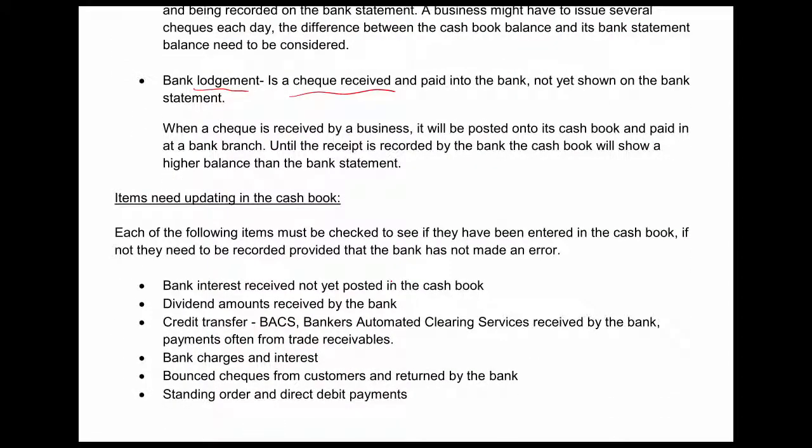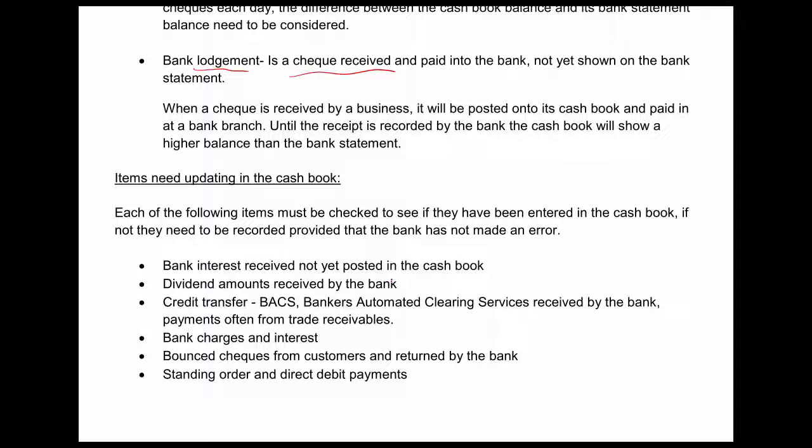Items that need updating in the cash book, well, this can be all sorts of things that have gone through your bank statement and you haven't received information about them yet to write into your cash book. So we've had, say, bank interest from the bank, dividend amounts received by the bank, potentially from shares that you hold in other companies. Credit transfers from your customers, often from trade receivables, other bank charges and interest, bounced checks, perhaps you've been notified of those, standing orders, direct debits that have been forgotten, you haven't put those through the cash book.